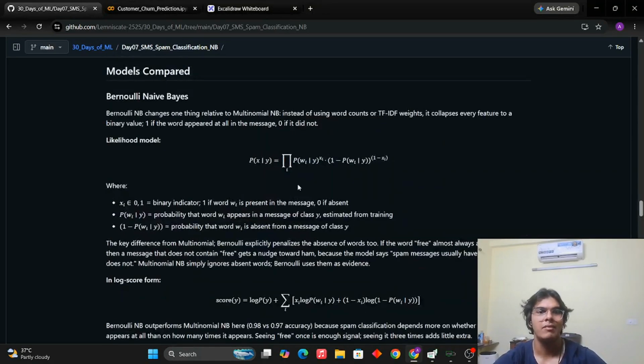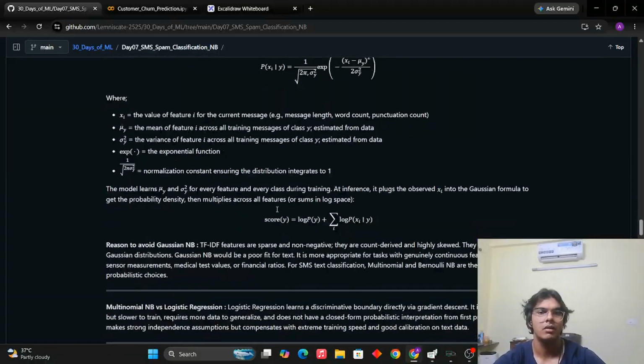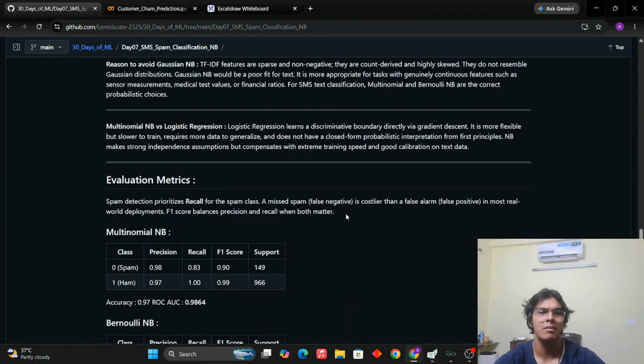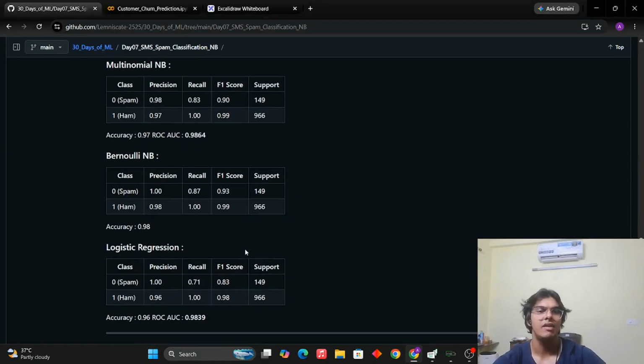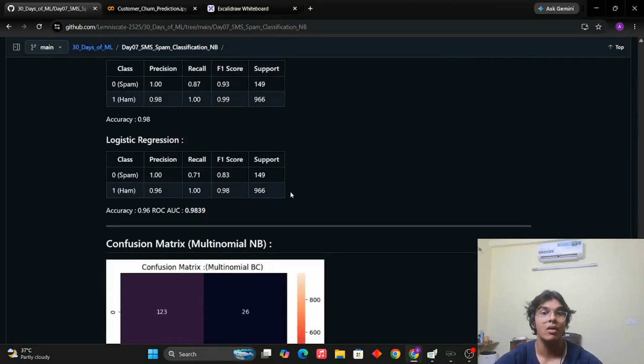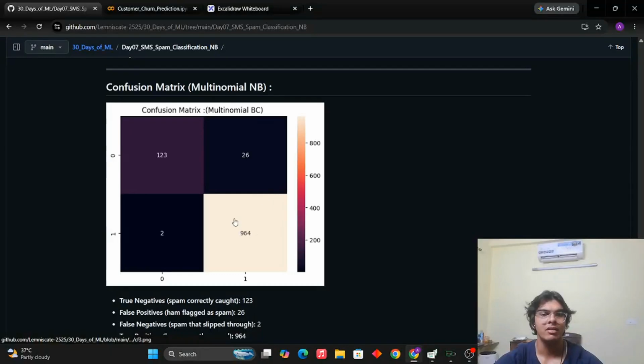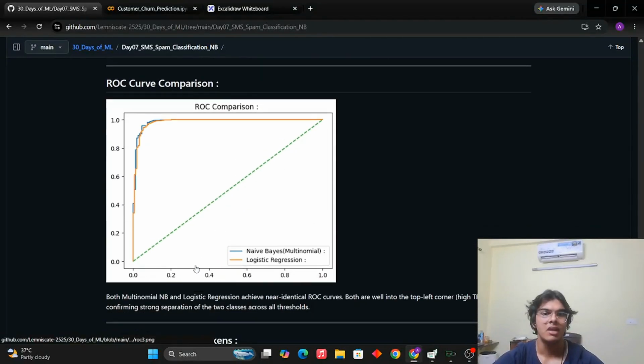Okay, so these are the models that we compared. You can read about the physics of the model here. It is the same. So these are the values that we achieve for the multinomial, for the Bernoulli, and for the logistic regression. Since we pushed for a multinomial naive Bayes model, still in this case we saw that the Bernoulli model beat it by a slight margin. So it has a slightly higher accuracy and a slightly higher precision value. So Bernoulli naive Bayes does work very well here. This is the confusion matrix, so you can read it. This is the ROC value.